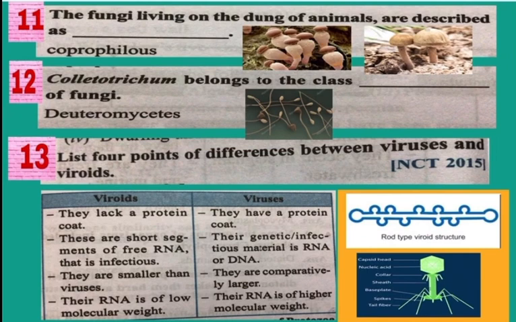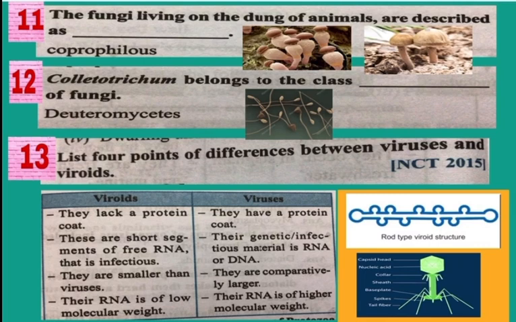Question 11. The fungi living on the dung of animals are described as coprophilous. They grow on dung. You can see the picture of coprophilous fungi which grow on dung of animals. Question number 12. Colletotrichum belongs to class Deuteromycetes. And note, Alternaria and Trichoderma also belong to Deuteromycetes.